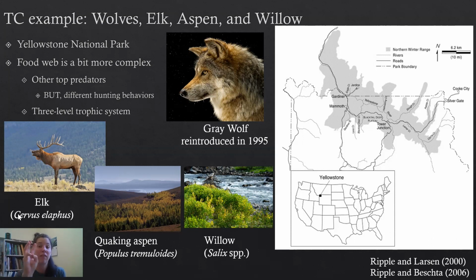So in this case, we have a 3-level trophic system, very similar to what we had in the Isle Royale. But here we're talking about gray wolves and elk, and then quaking aspen and willow. So the elk munch on quaking aspen, they munch on the willow, they keep the growth down of those species when the gray wolf isn't in the area. And that map there shows where Yellowstone is located, in that northeastern portion of Wyoming. It also goes a little bit into Idaho, a little bit into Montana.